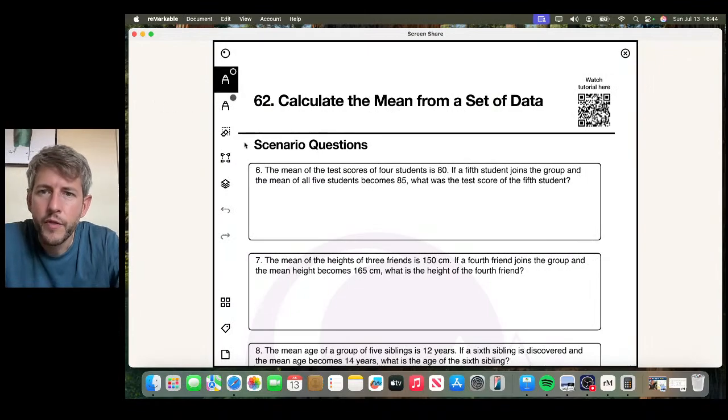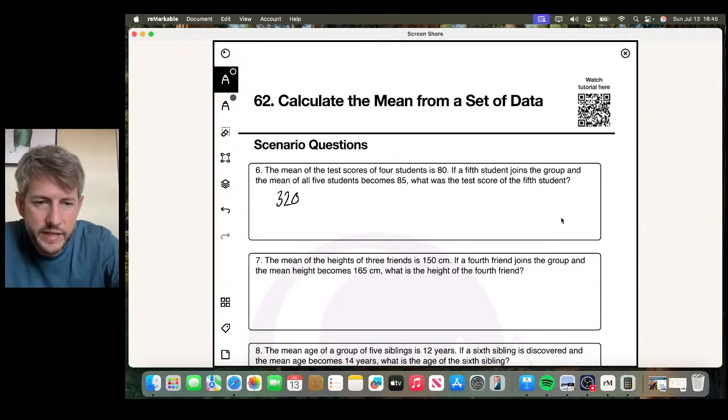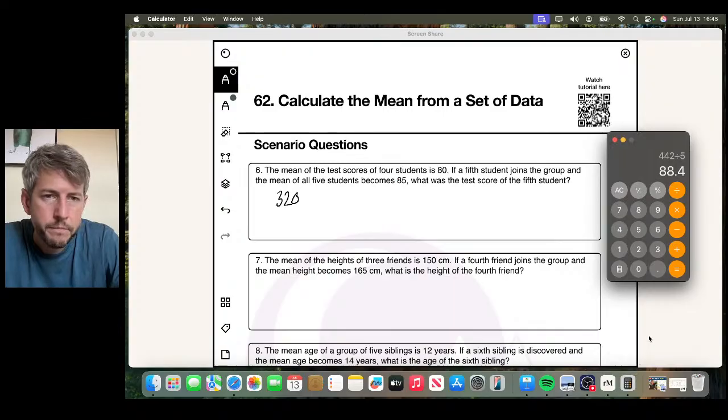The mean of the test scores of 4 students is 80. If a 5th student joins the group and the mean of all 5 students becomes 85, what was the test score of the 5th? So the total score before the new student arrives would be 4 times 80, which would be 320. The new student arrives and then we've got a mean score of 85, so we need to do 5 lots of 85.